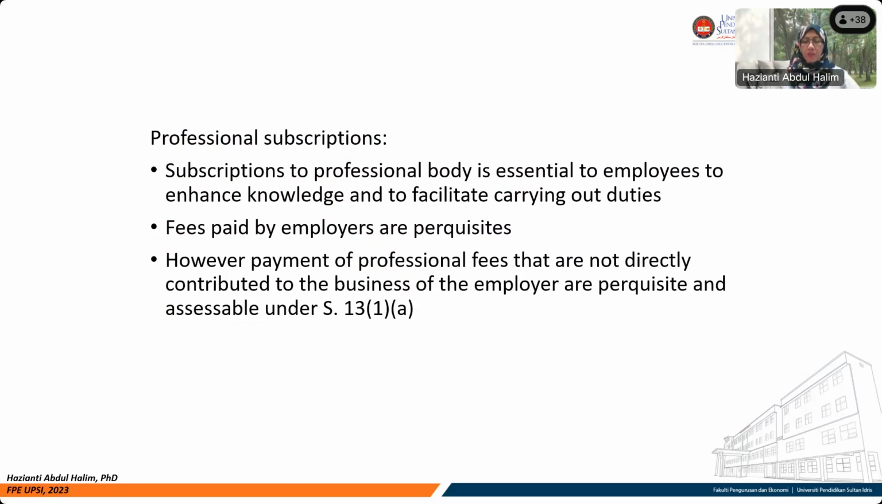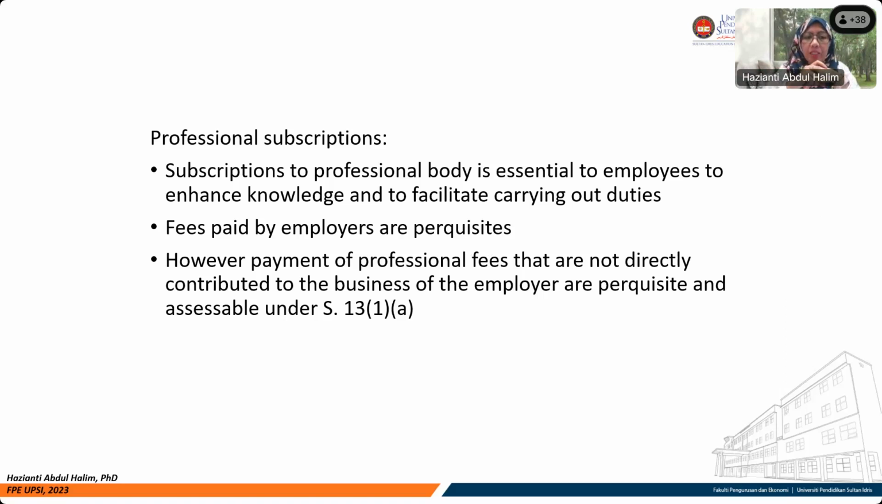So, for example, you have to pay your professional subscription to whatever professional membership. Let's say you are an accountant, you have to pay professional subscription to MIA, Malaysian Institute of Accountants. You pay first, then you claim. It doesn't matter, you pay first and claim, or usually the company pays for you. Fees paid by employers are perquisite. In the form of cash, they pay the cash.